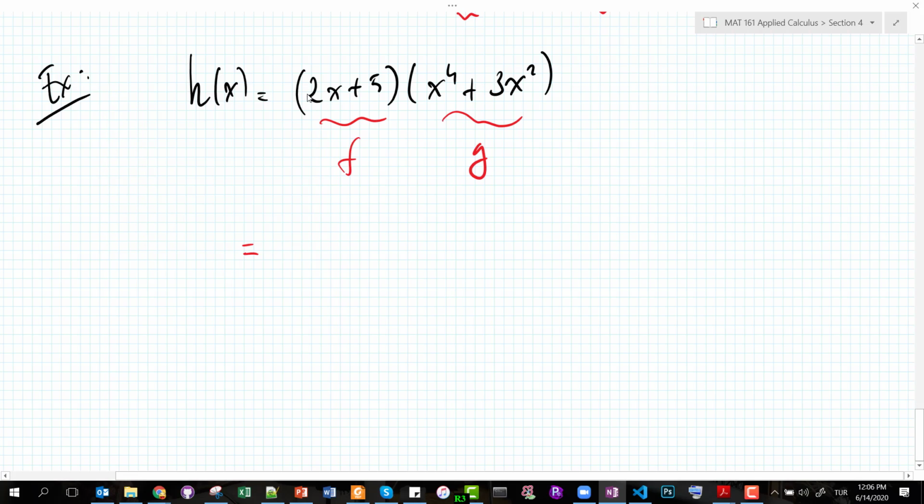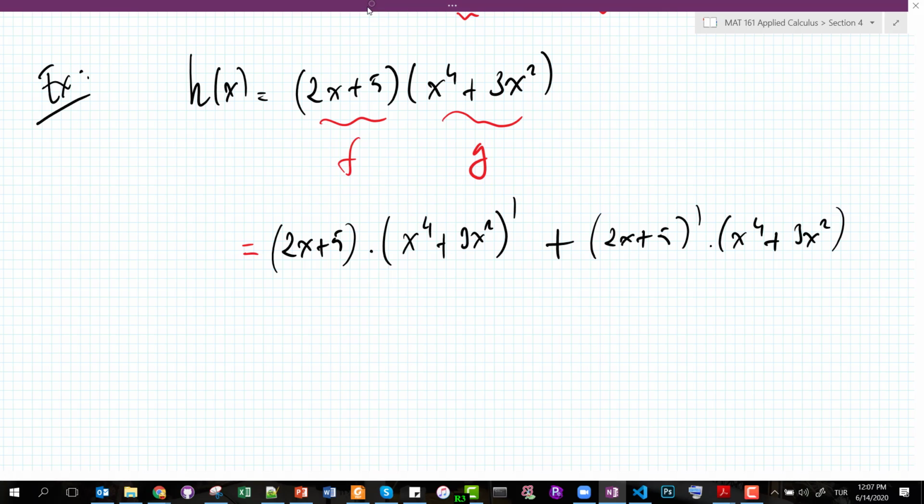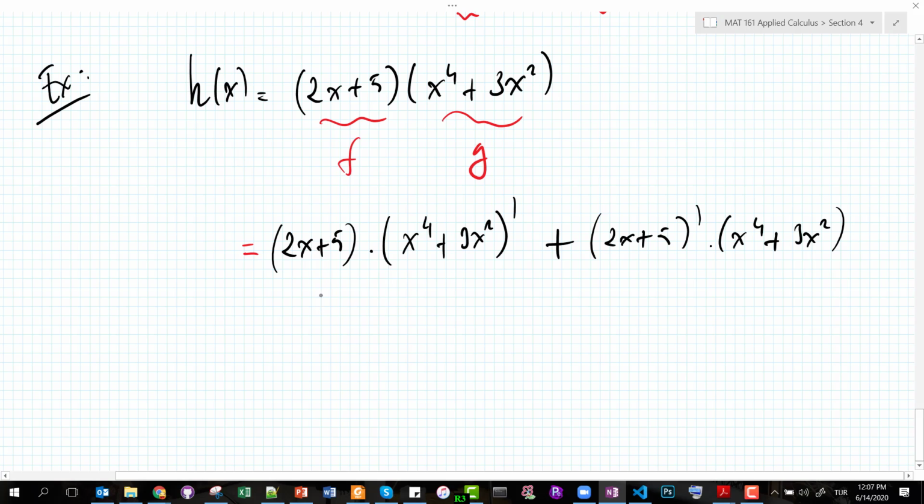I need to take the derivative of the second function, which is x to the 4 plus 3x squared, and then I need to keep the first function the same. And then plus, this time I'm going to take the derivative of the first function, and then I'm going to keep the second one the same in this case. So if you look here, it is exactly what the rule says: f g prime plus g f prime, or we can say f prime times g, right? And then on the left hand side I have my function's derivative.